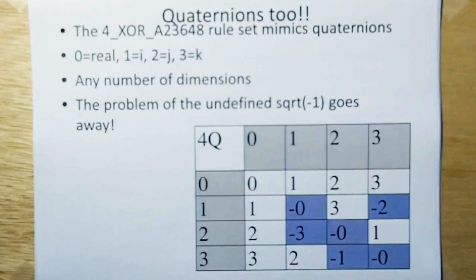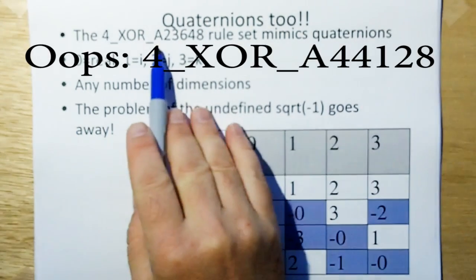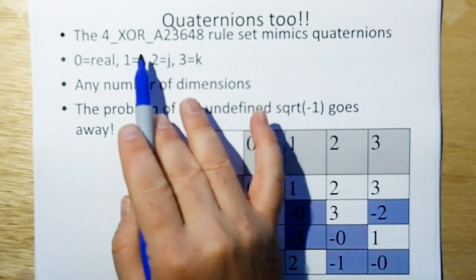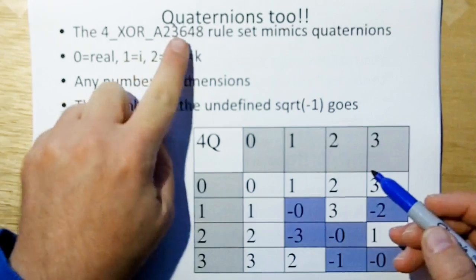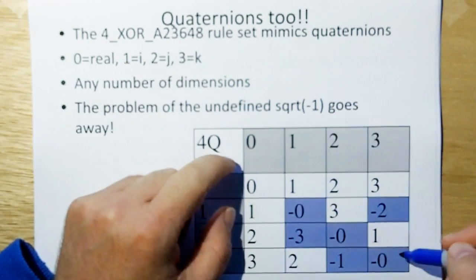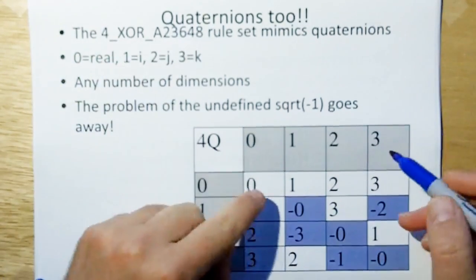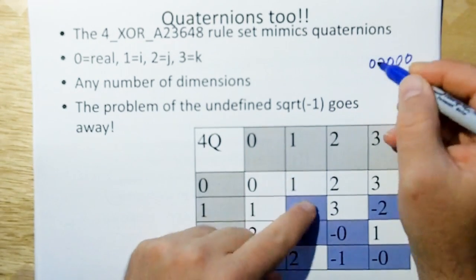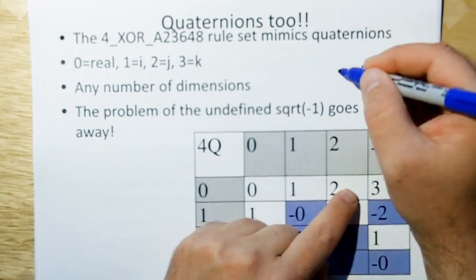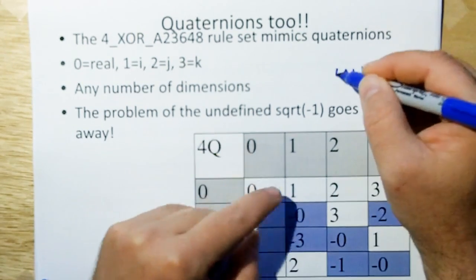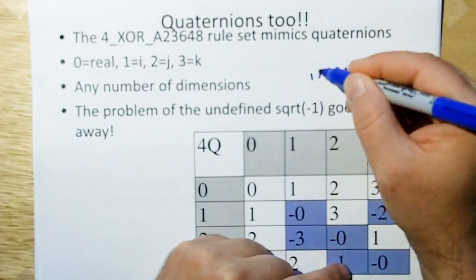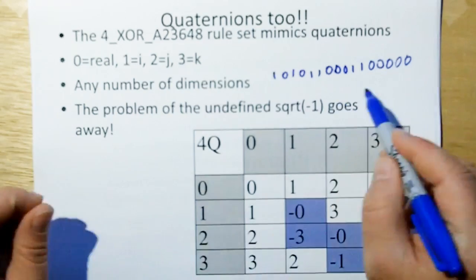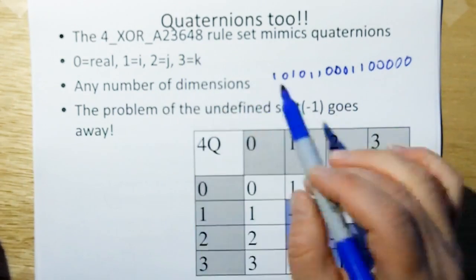There's also quaternions. 4 XOR A, 2, 3, 6, 4, 8. And the A is different. A means we're going to do all the bits. So in other words, the way you get this number here, instead of just doing the upper right like we did before, the A means you do them all. So you go down this row, you get 4 zeros, a column, you get 4 zeros, then you get 0, 0, 1, 1, 0, 1, 0, 1. You convert that to binary, you're going to get 23, 6, 48.